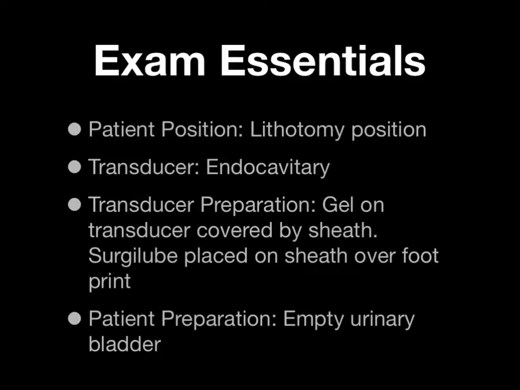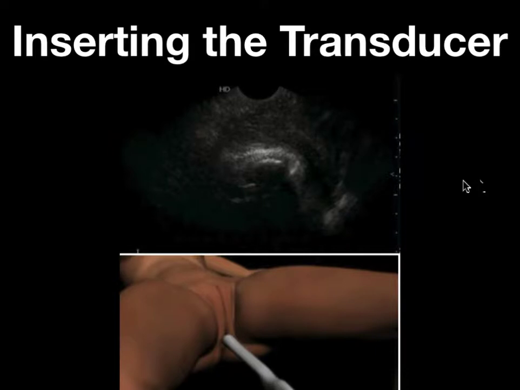Preparation of the transducer will include placing gel on the footprint of the transducer, covering that with a sheath, and then placing Surgilube over the sheath. In terms of patient preparation, ideally the patient's urinary bladder should be empty. When you insert the transducer, you want to make sure you start watching the screen the minute you insert the transducer, and you're going to start looking for landmarks.